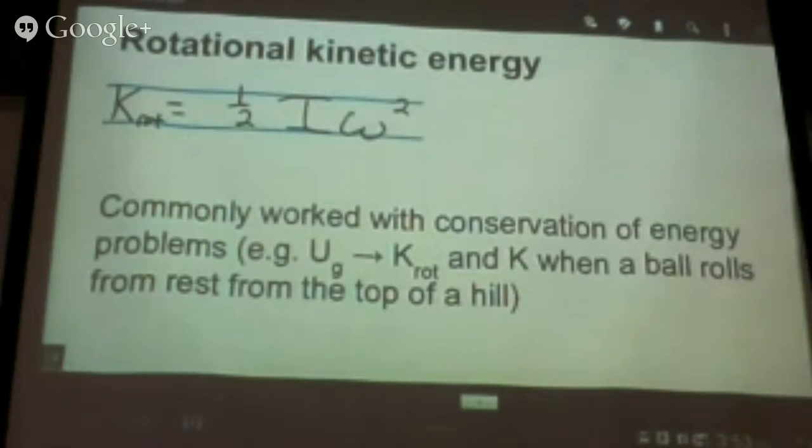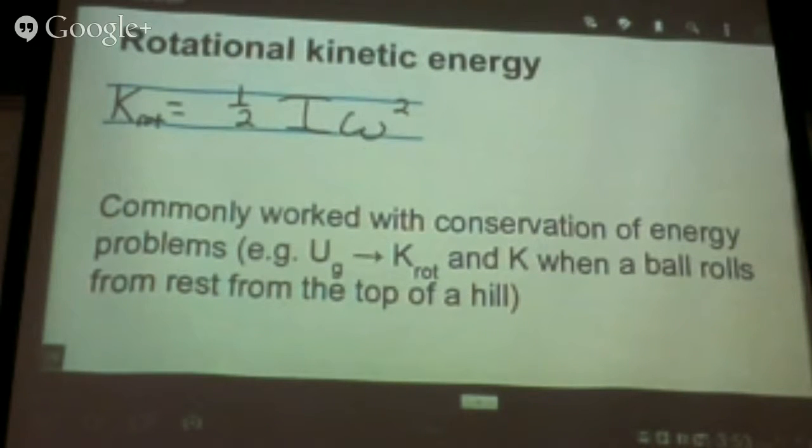All right. Just like with the stuff we've been doing so far, we have a rotational analogy for energy. In this one, it's going to be, hey, welcome. Hi, Mr. Bennett.